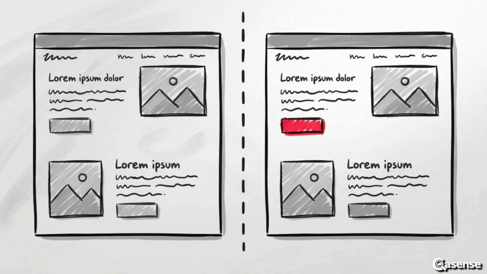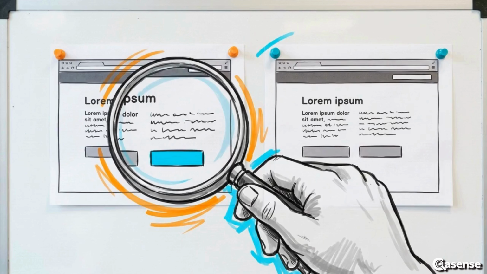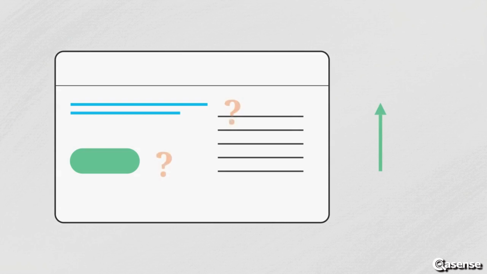To keep the results clear, you have to follow the one variable rule. That means the button must be the single, absolute only difference between the two web pages. Imagine if Swift changed the button, but also rewrote the main headline on the page at the same time. If signups went up, they wouldn't know if the new button worked or if people just liked the new headline.